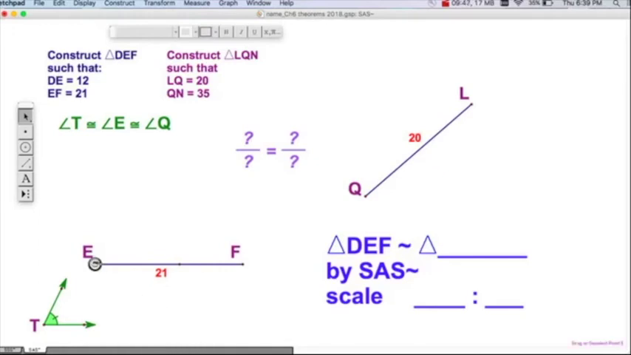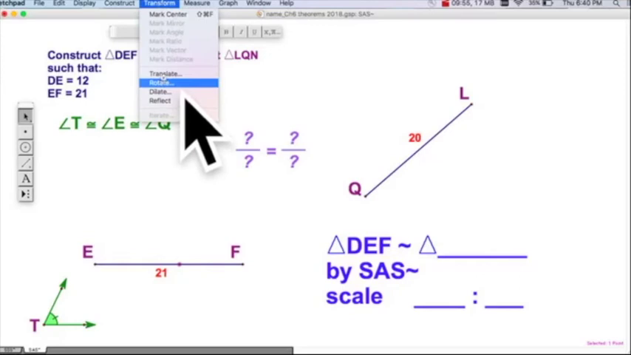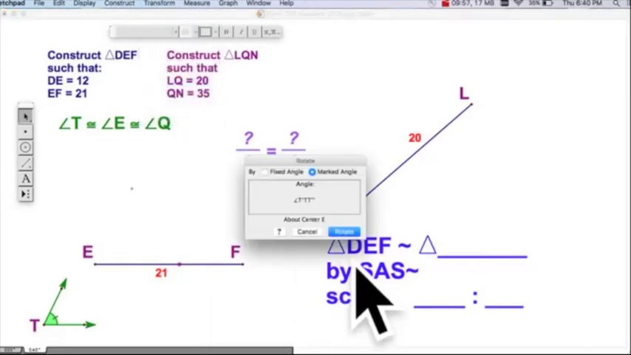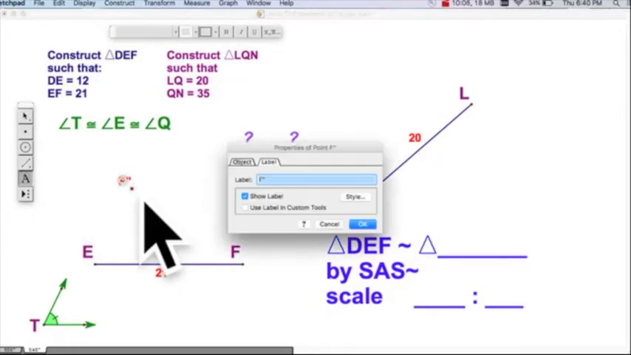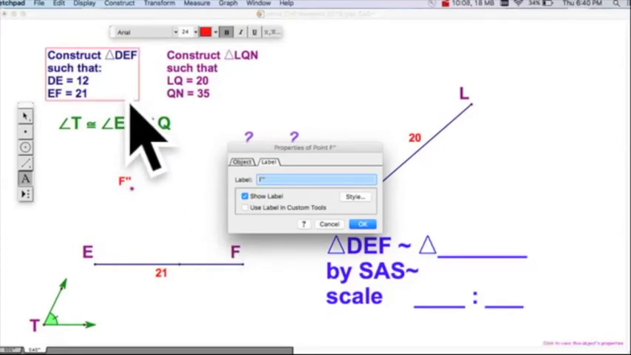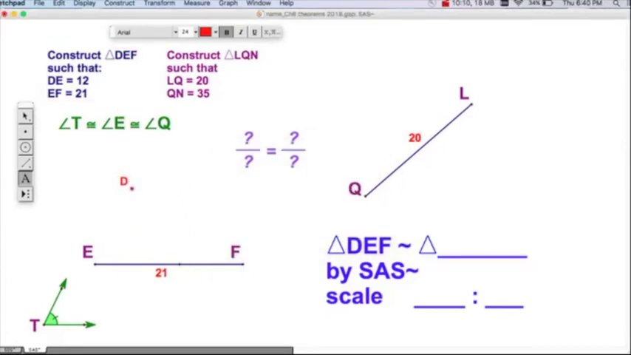So now, double click on E. Now select this dilated point, which represents a distance of 12. Transform, and I'm going to rotate by marked angle. And there it is. So even though that'll say F double prime, we're going to call it D. So change it to D.